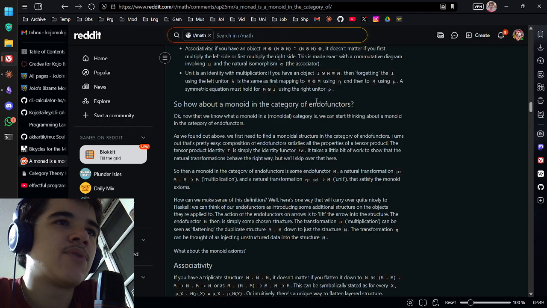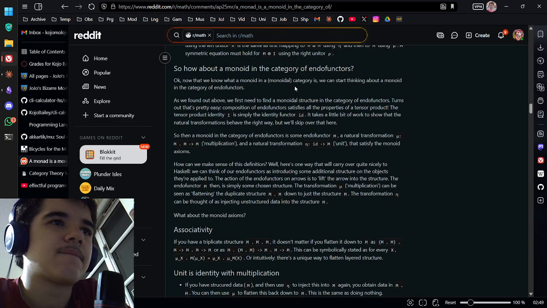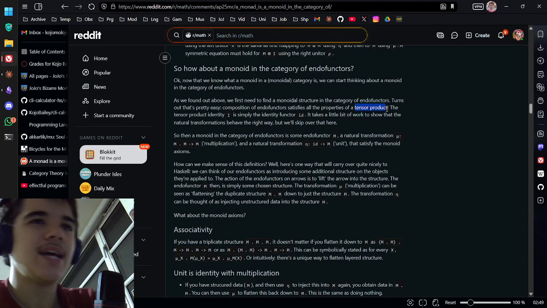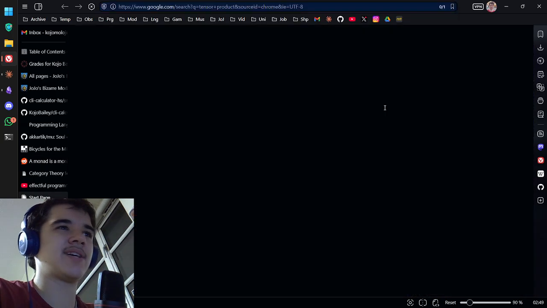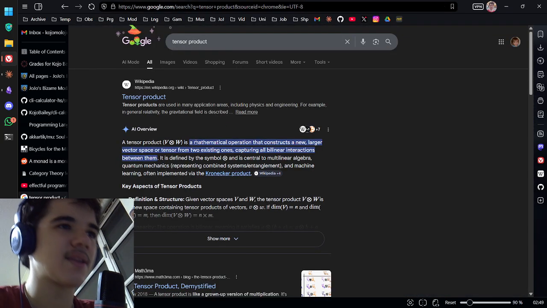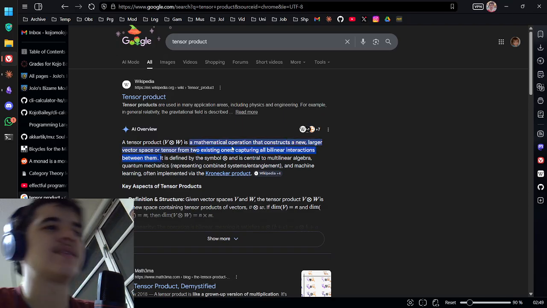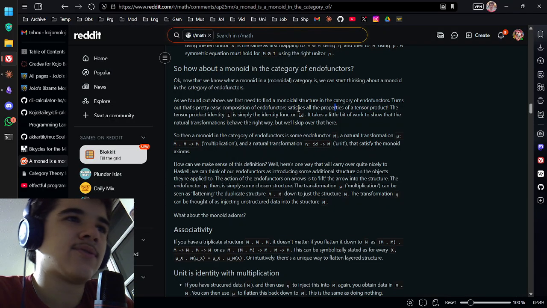So how about a monoid in the category of endofunctors? Now we know what a monoid is and what a monoidal category is, we can start thinking about a monoid in the category of endofunctors. As you found out above, we first need to find a monoidal structure in the category of endofunctors. Turns out that's pretty easy. Composition of endofunctors satisfies all the properties of a tensor product. What is a tensor product? I hear this used. It's literally this. Okay, it's vector spaces, I guess, or fields.